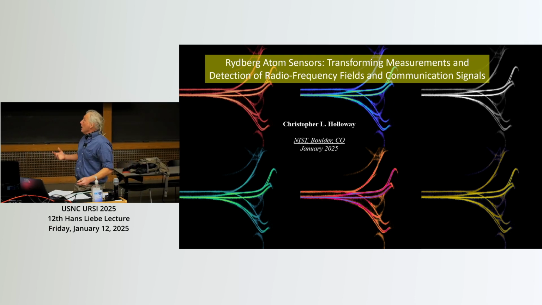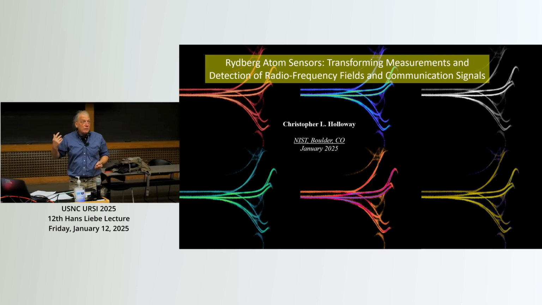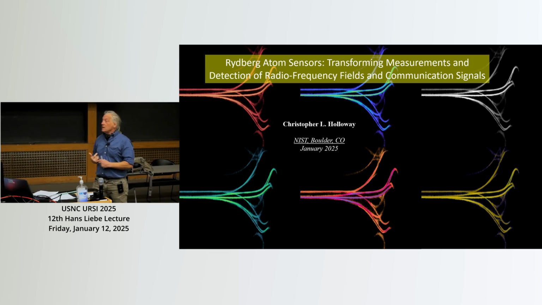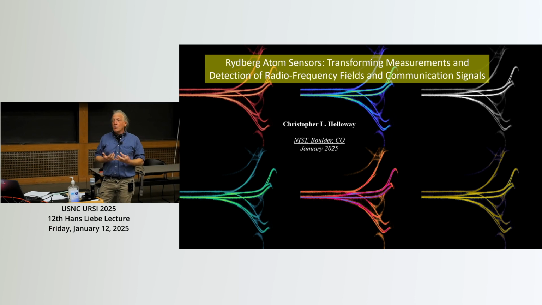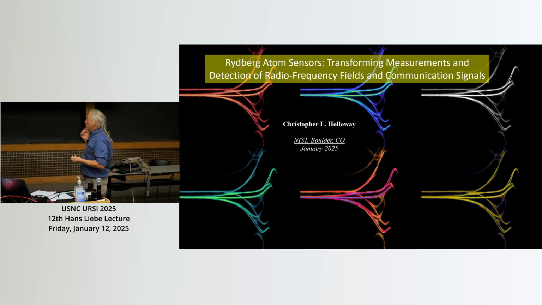But with that, what I want to talk about today is Rydberg atom sensors. And the idea here is we're going to use atoms to make a direct measurement of an electric field. And we're going to see that besides being able to make direct measurements of electric field, it opens up a whole array of really interesting applications. And that's what I'd like to talk about.